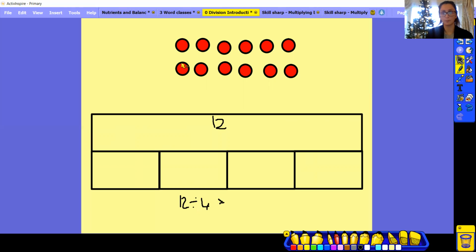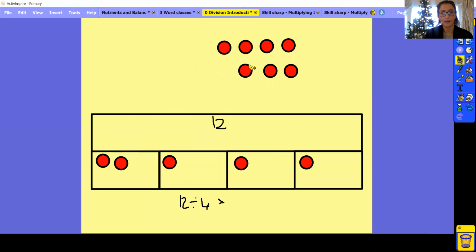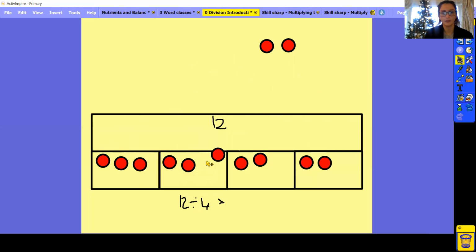Now you can do this with your dots or with your tallies, or if you know your multiplications or your division facts really well, you can have a go at it by yourself. So we've got 12. 1, 2, 3, 4, 5, 6, 7, 8, 9, 10, 11, 12. Okay, let's have a quick check.